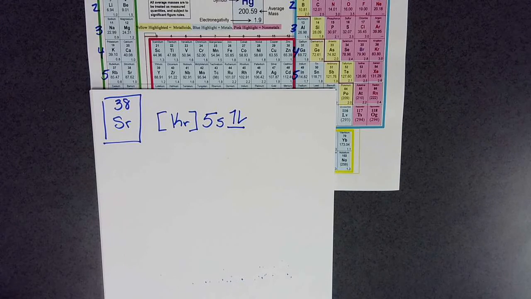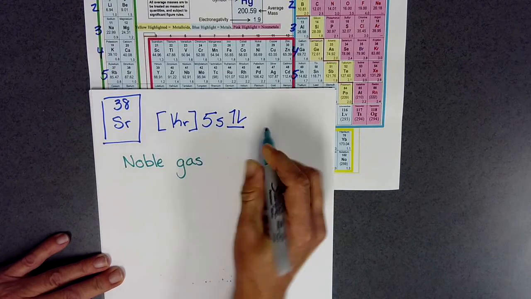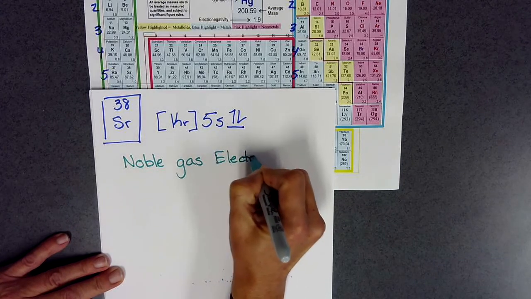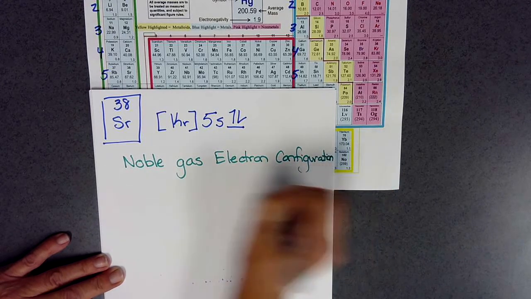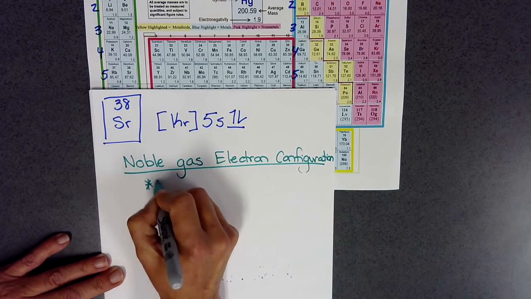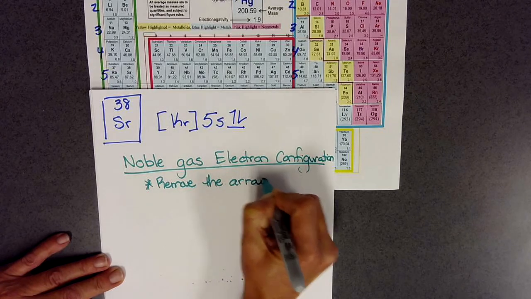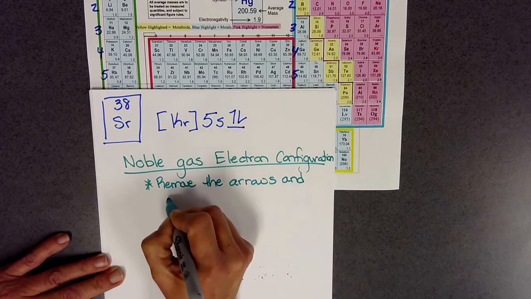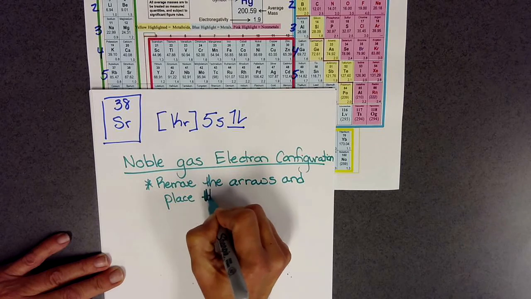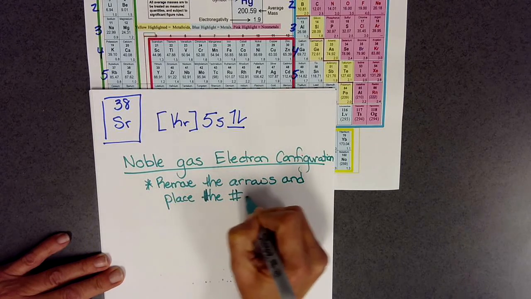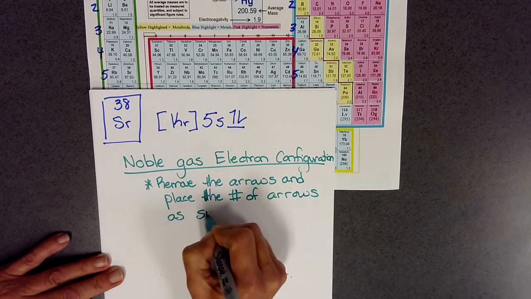Now, if I want to go back through and look at the noble gas electron configuration, remember that with this we remove the arrows and place the number of arrows as superscripts.